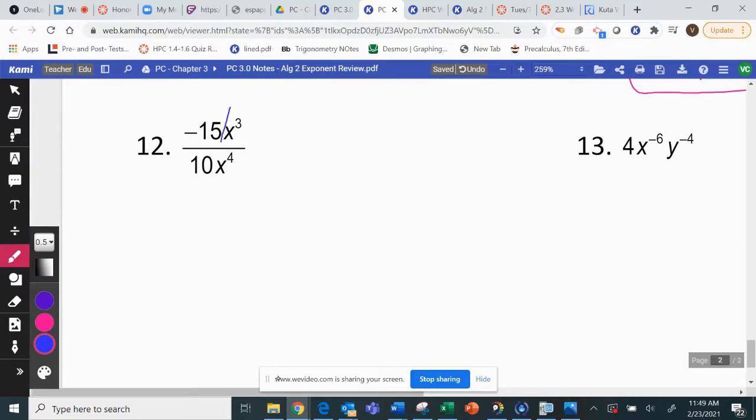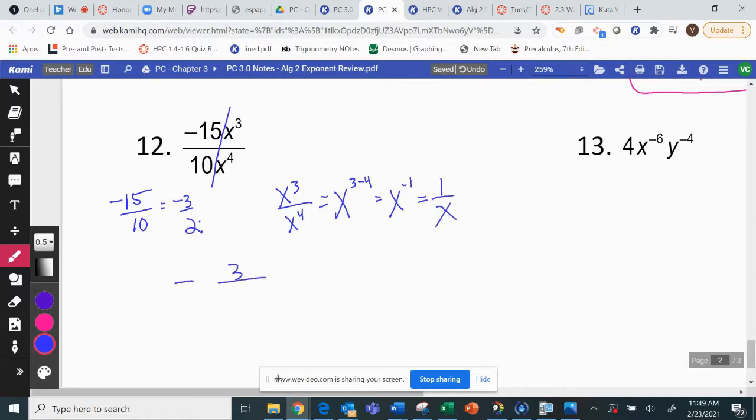Okay, number 12, I'm going to separate these. I'm going to do negative 15 tenths, and I'm going to do x to the third over x to the fourth. So negative 15 tenths can reduce to negative 3 over 2. And then x to the third over x to the fourth is x to the 3 minus 4, which is x to the negative 1, which is 1 over x. So I'm going to combine those back together, and we get negative 3 over 2x.